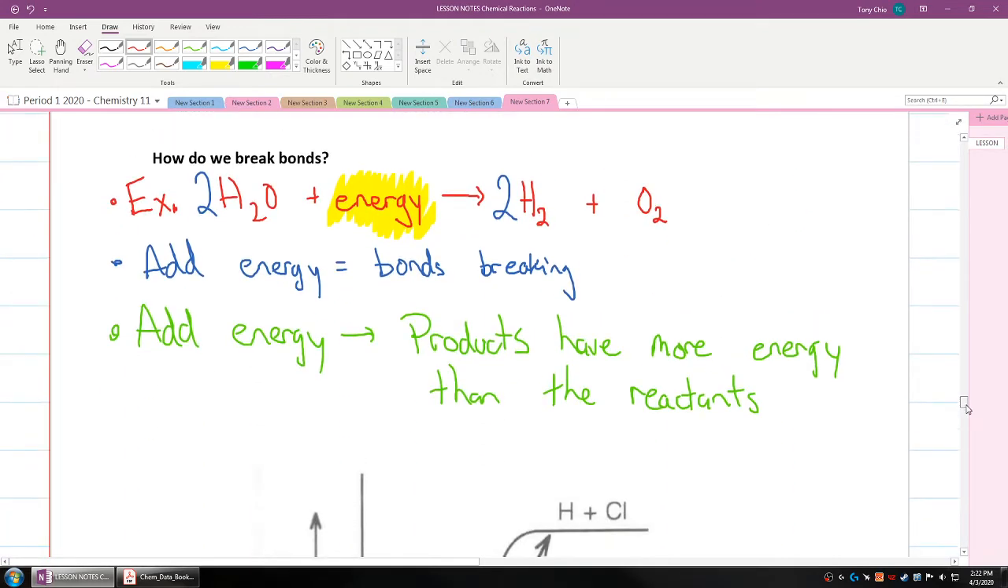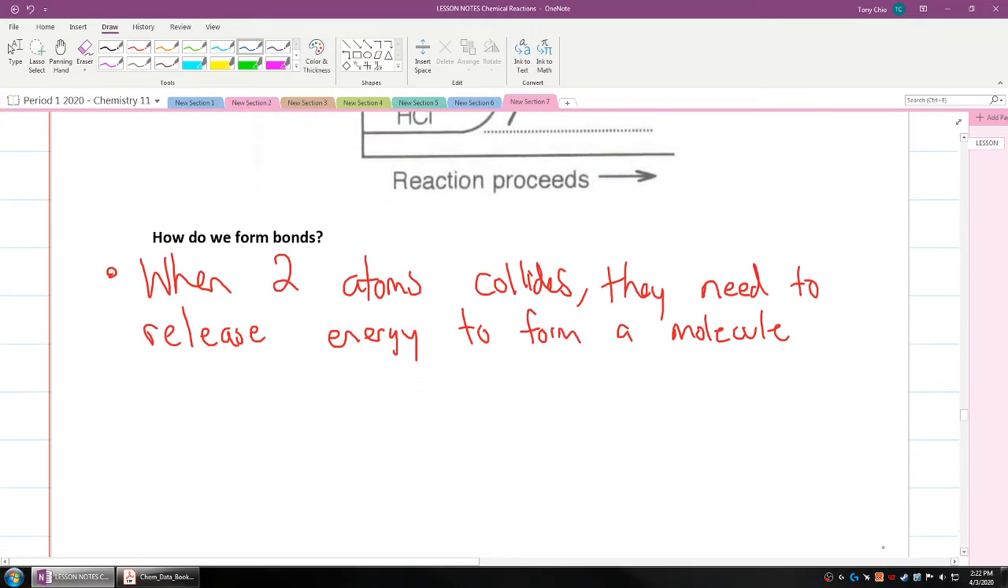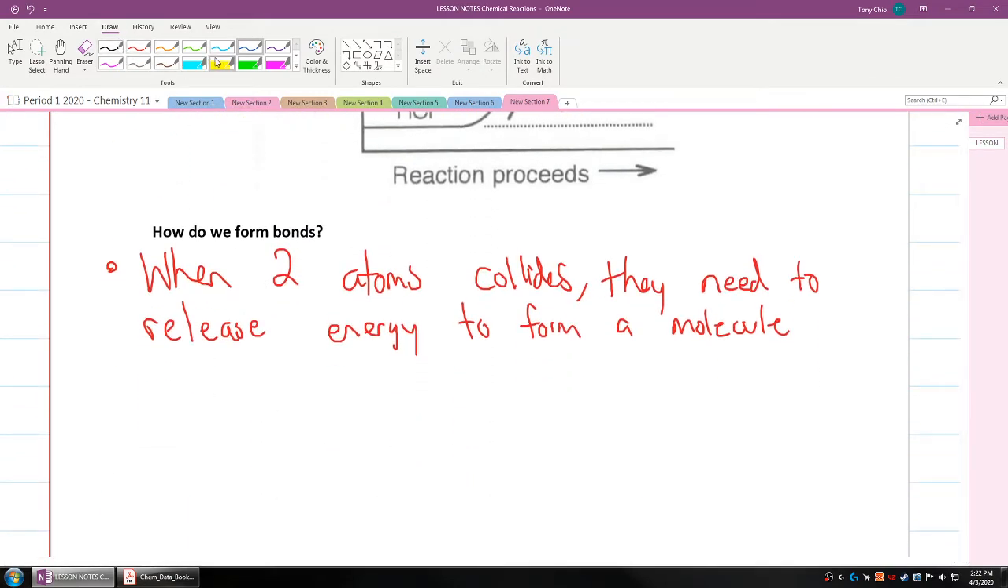Likewise, to break bonds, you need to absorb energy. While to form bonds, you need to release energy.